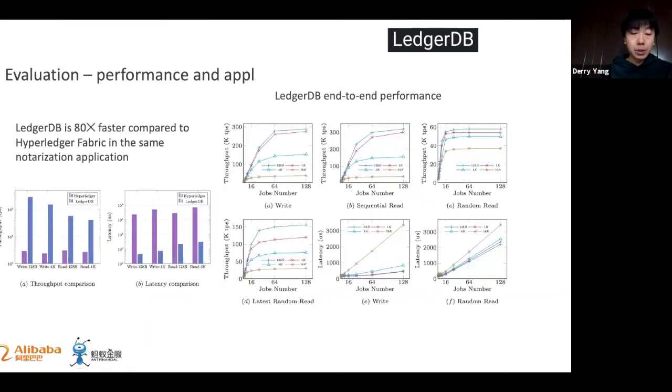We can see our experimental data for LedgerDB end-to-end performance from this slide. LedgerDB's write and sequential read throughput can reach more than 300,000 TPS. For real-world applications, we apply the same notarization application on both LedgerDB and Hyperledger Fabric version 1.4. The experimental result shows LedgerDB is 80 times faster than Fabric.